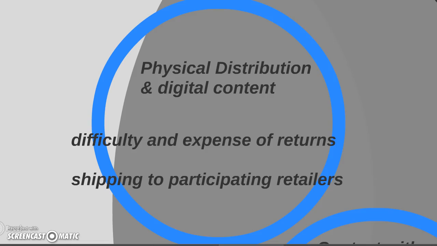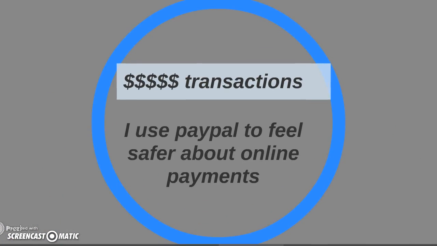And then the physical distribution and digital content, the returns, I imagine, are troublesome. And shipping to participating retailers, like for Home Depot, you can buy something online from Home Depot and then pick it up. People are coming up with creative ways to solve all of this.